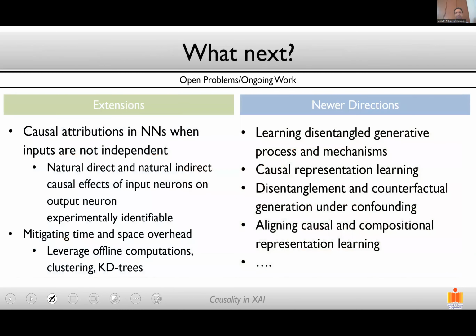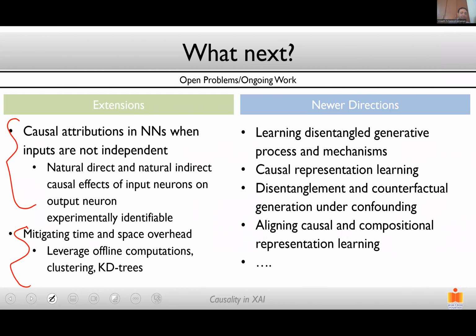Just to conclude in terms of what next, right? What can somebody do in this space going forward? There are multiple extensions of what we have done ourselves. One is, how can you estimate causal attributions when your inputs are not independent? Right? So that's something that we did not study in our work. We assumed causal independence between the variables. What if your input variables were actually causally dependent? Right? So then how do you measure causal attributions is an interesting extension of our work that can be done.